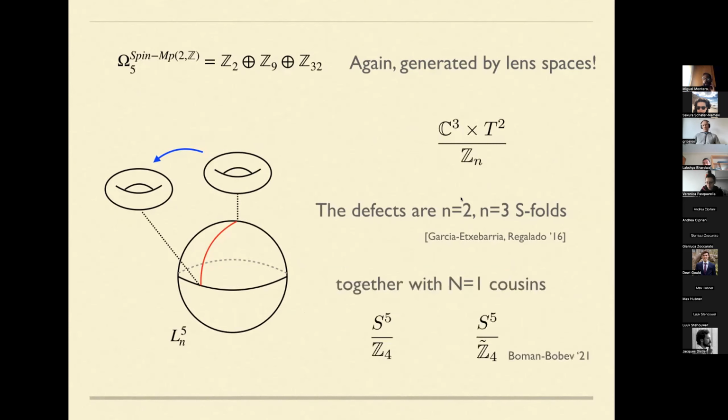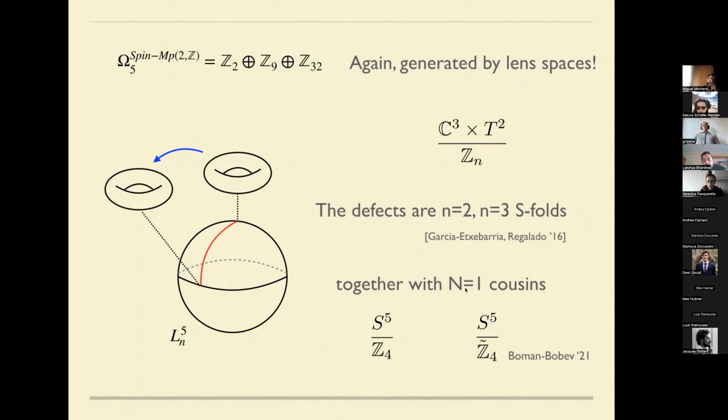And actually, we have already found something. This one is not really new, it's discussing some old paper. But for instance, we find an N=1 cousin of this S-fold. The S-folds have N=3 supersymmetry in 4 dimensions. But if you tweak the spin structure a little bit, you can find an N=1 cousin. And the M-theory counterpart of this guy was described in this paper.